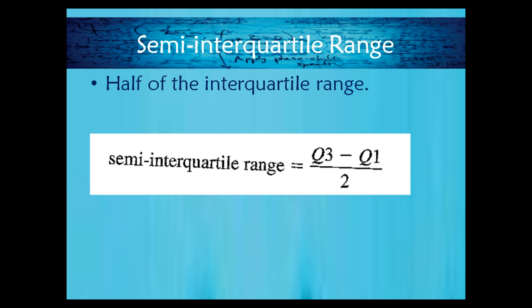We also have the semi-interquartile range, which is half the interquartile range. So find your IQR, your interquartile range, and divide by 2, and you get your semi-interquartile range.